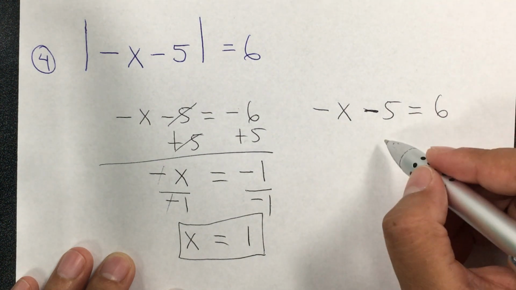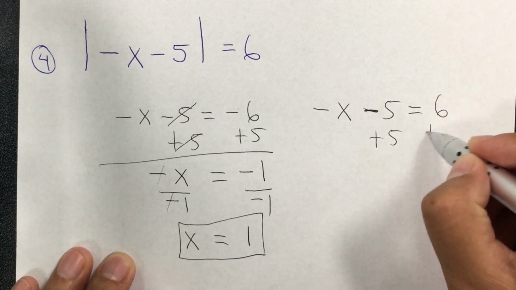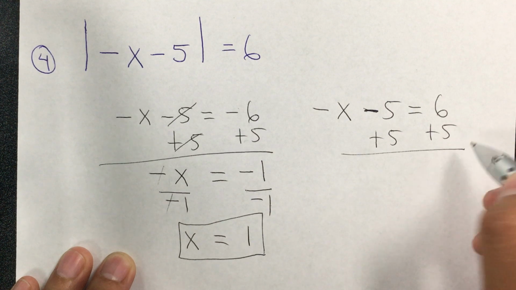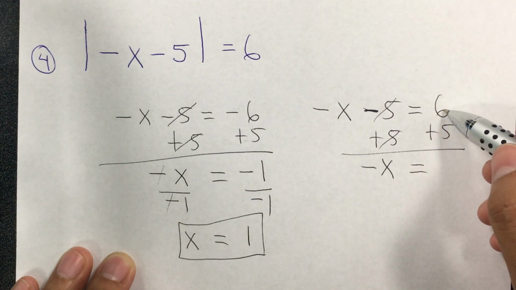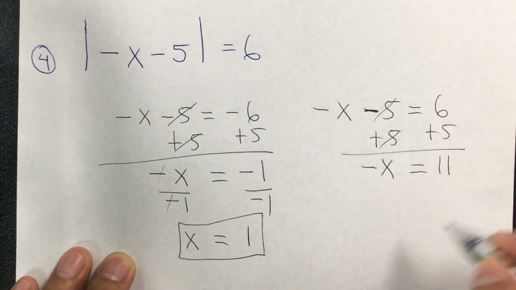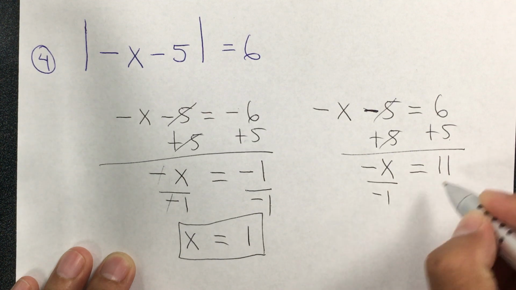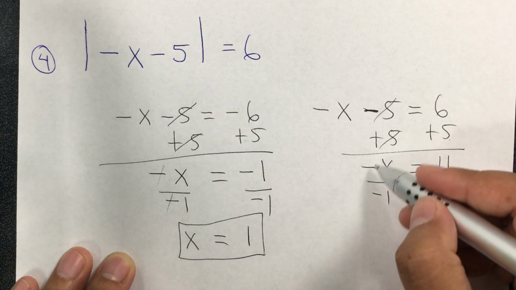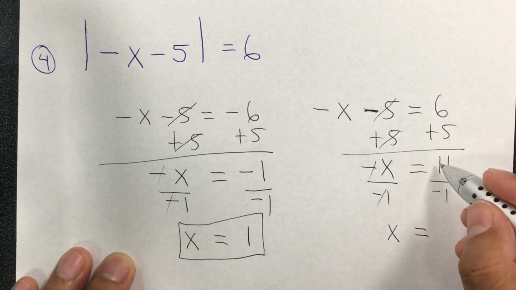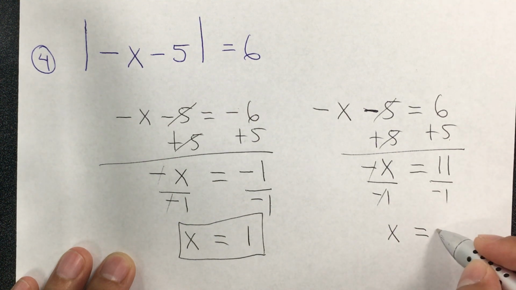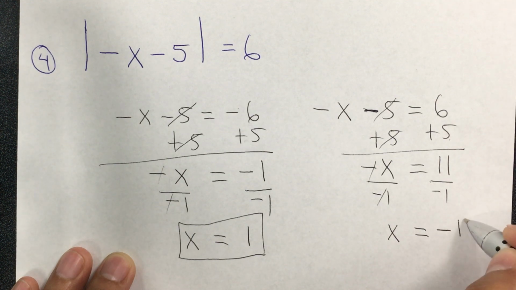Now let's find the other one. So in here you have negative 5. We add 5 to both sides. These cancel, and we get negative x equals 6 plus 5 is 11. If we're multiplying by negative 1, we divide by negative 1. This cancels, and you get x equals positive divided by negative, negative. 11 divided by 1, 11.